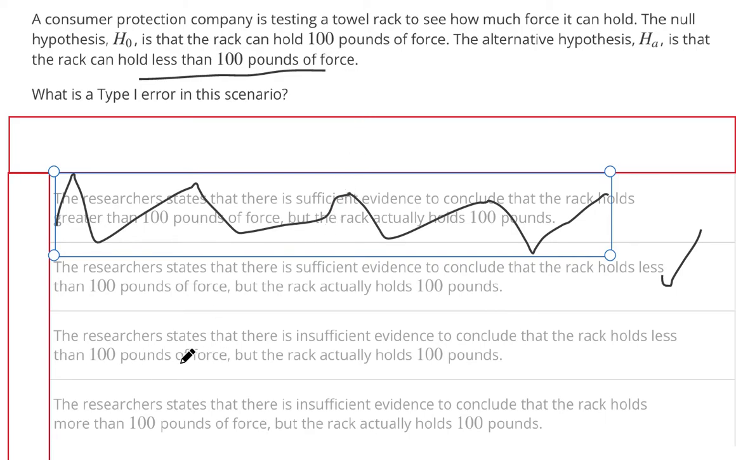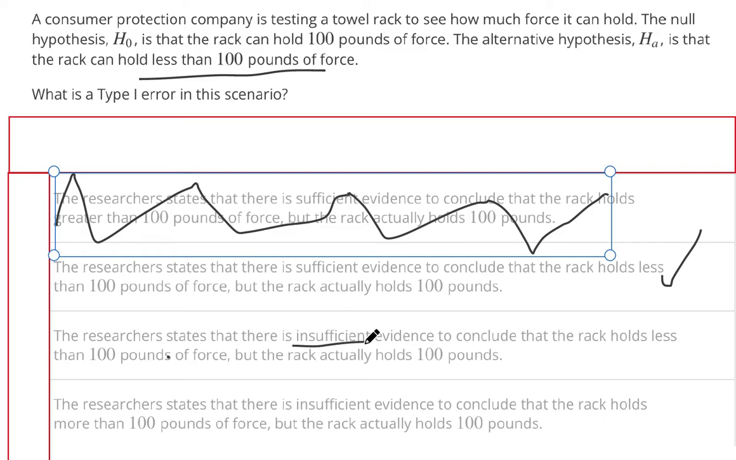Let's check out the other ones and see why those are wrong. The researchers state that there is insufficient evidence the rack holds less than 100 pounds of force. Okay, so that's good so far. That's rejecting the null in favor of the alternative. Wait, what's the difference between these two? Oh, insufficient. I missed that part at the beginning.